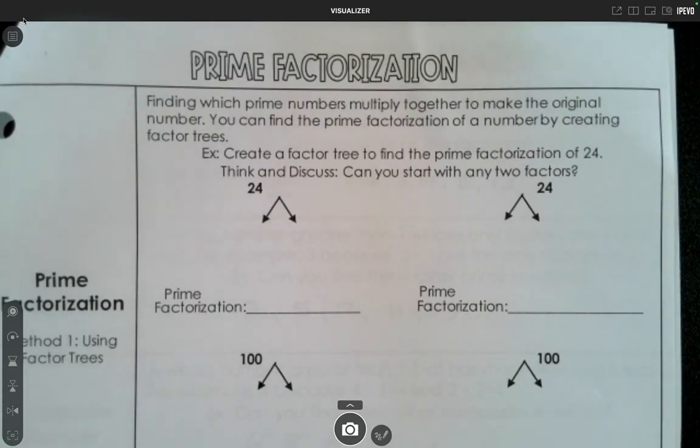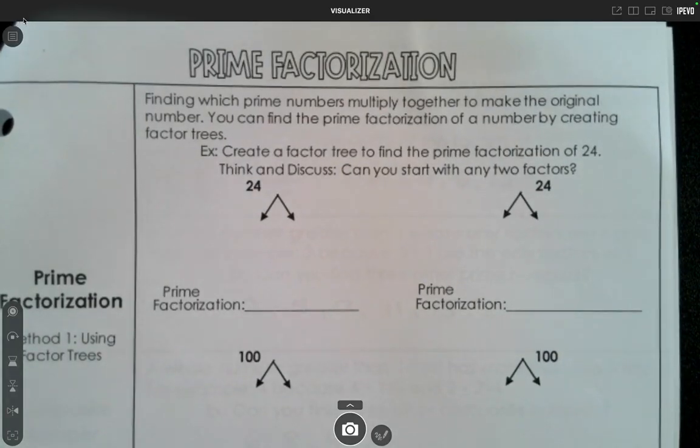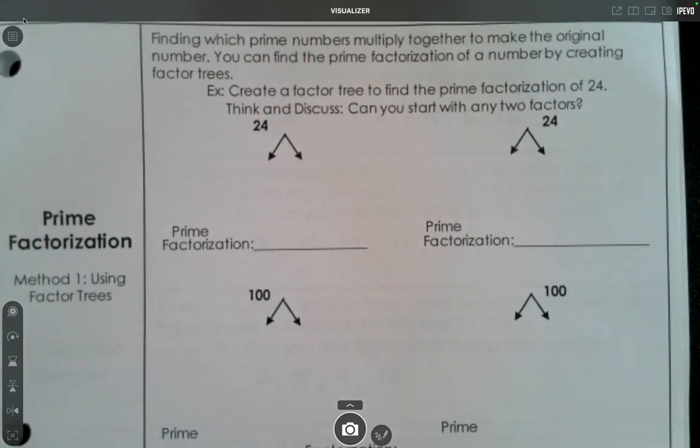One thing with factor trees, remember 1 is not prime. So there's no benefit in writing 1 times 24 is 24. You always want to pick a number bigger than 1 to start with. Unless it is a prime number, then there's not really anything else you can do. Okay, but 24. So it's fine to start small.